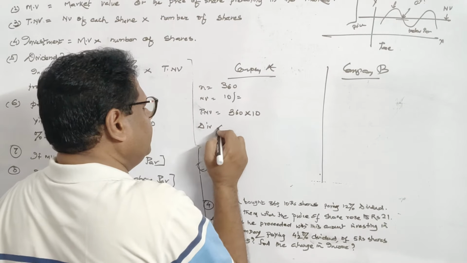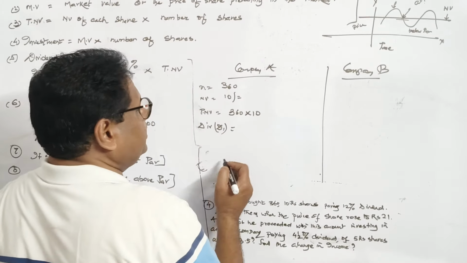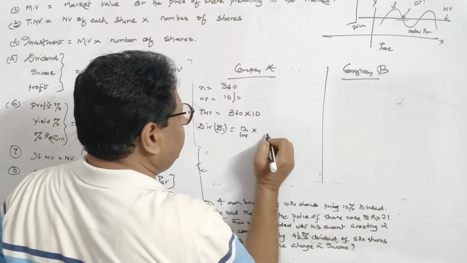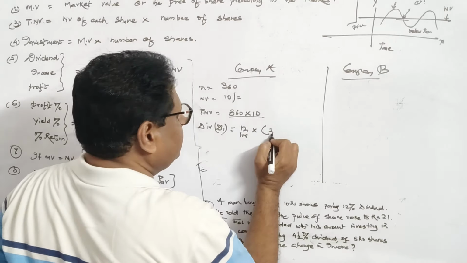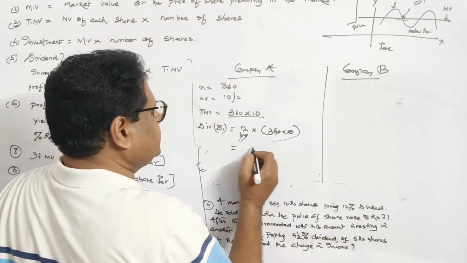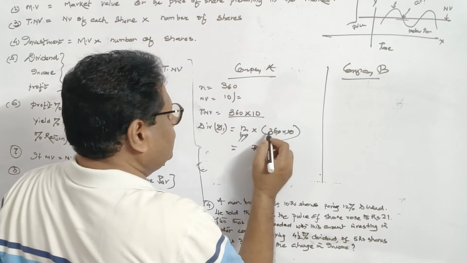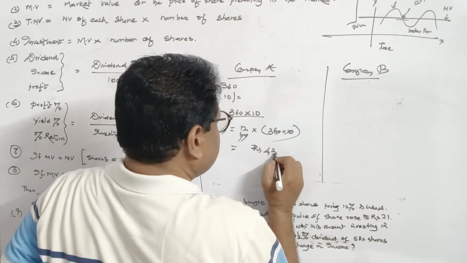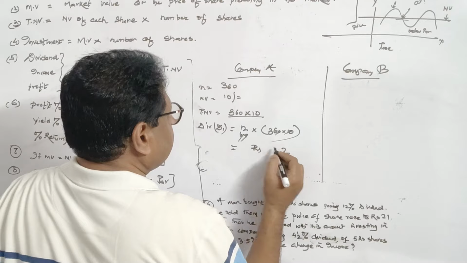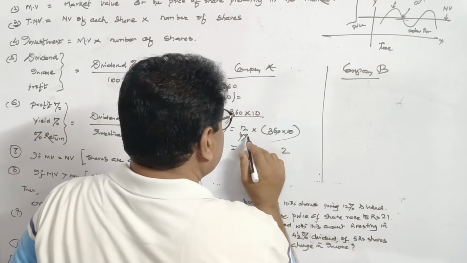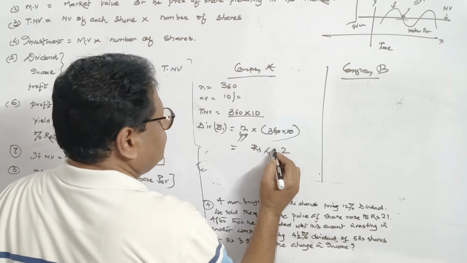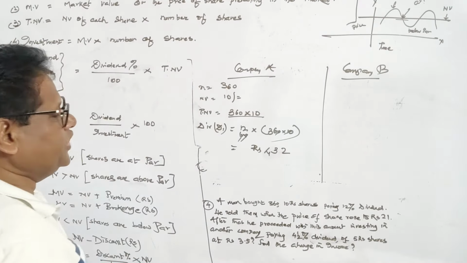Then apply the formula for dividend D1, that is from the first company A, which is dividend percent, 12% by 100, into TNV, that is 360 into 10. So these two zeros cancel, and we have rupees 432.